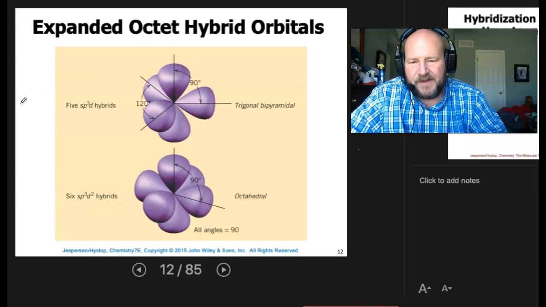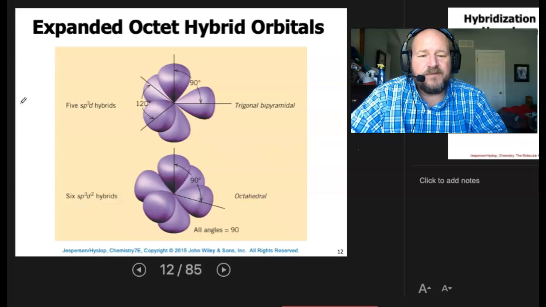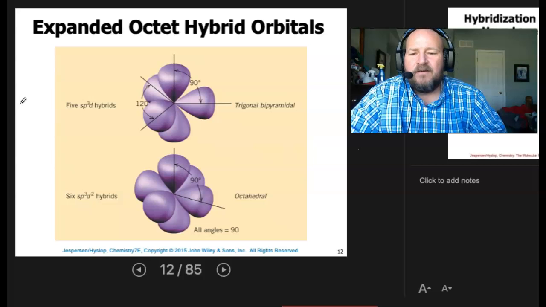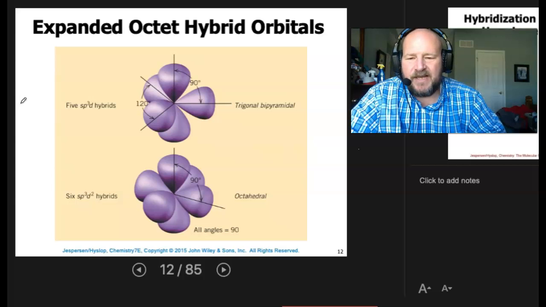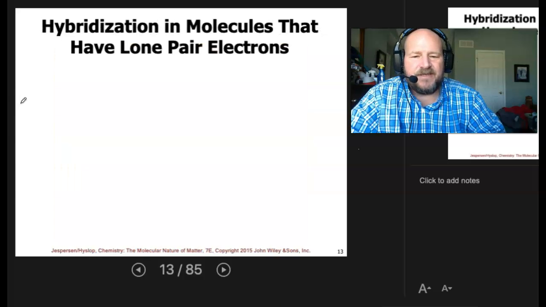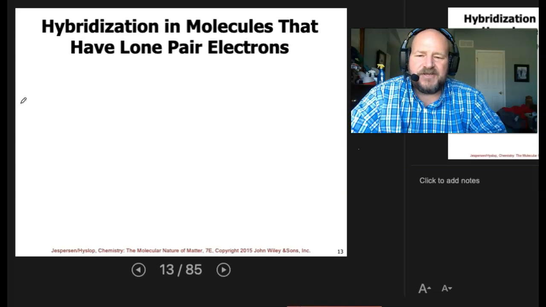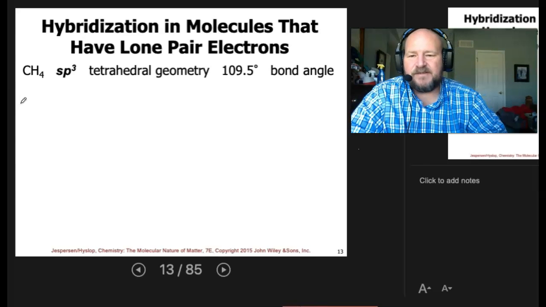So our expanded octet hybrid orbitals would give us 5, which we saw before is the bipyramid, right? So trigonal bipyramidal. So here we have 5. The orbitals that we'll use will be the sp3 and then the d we'll add in. And then of course the octahedral for the 6 domains would be s and then 3 p's and then 2 more d's, so sp3d2.